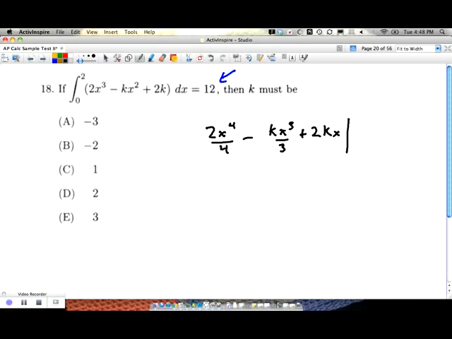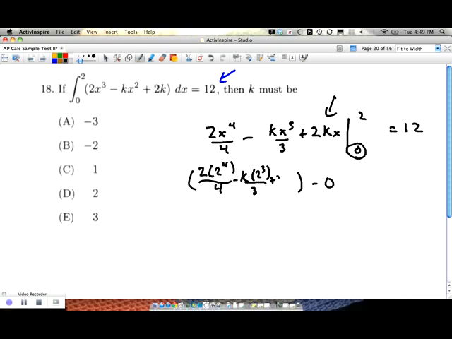We're going to evaluate that from 0 to 2, and that equals 12. We're going to have to solve that equation to find out what k is. I noticed that if I plug the 0 into each of these terms, that would just be 0. So the bottom's just going to be minus 0. What I'm really concerned with then is the top. 2 times x to the 4th, well, that's 2 times 2 to the 4th, all divided by 4, minus k times 2 to the 3rd over 3, plus 2k times 2.